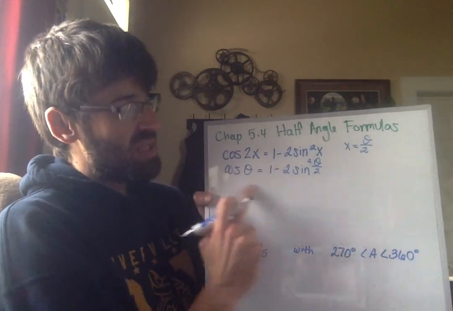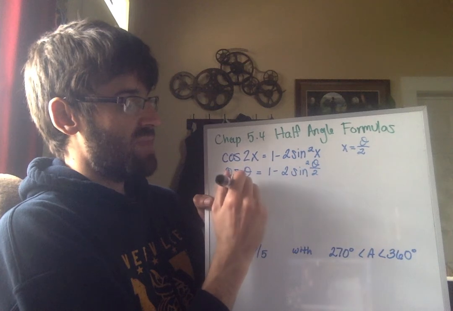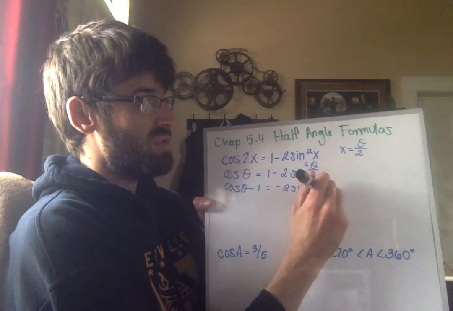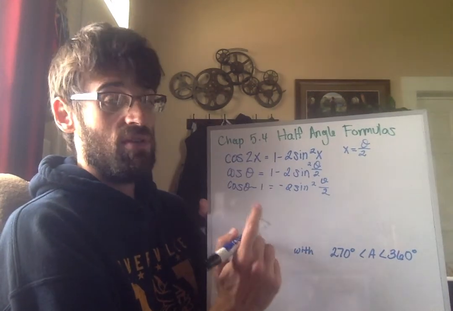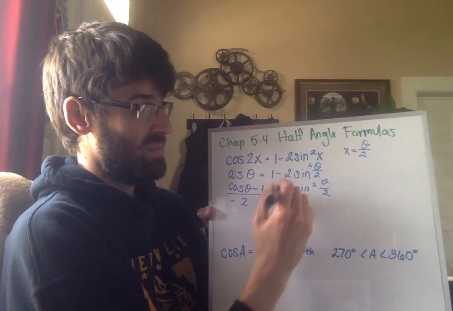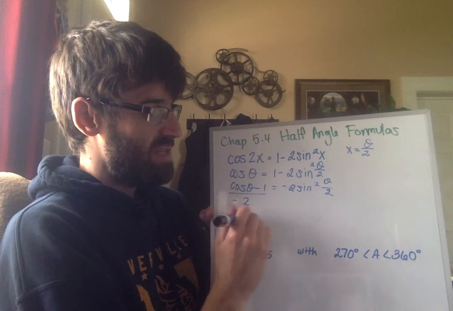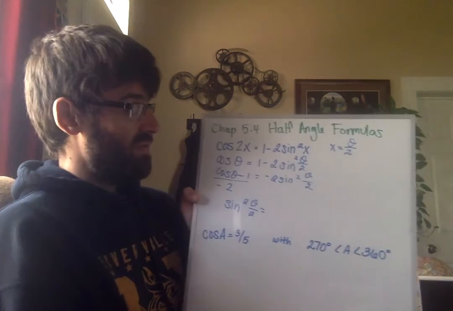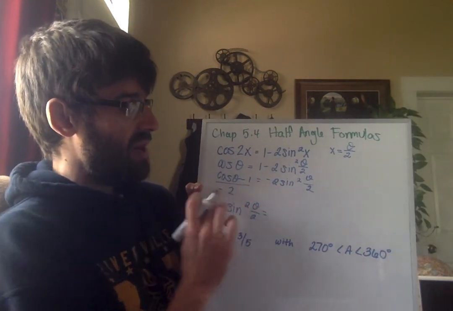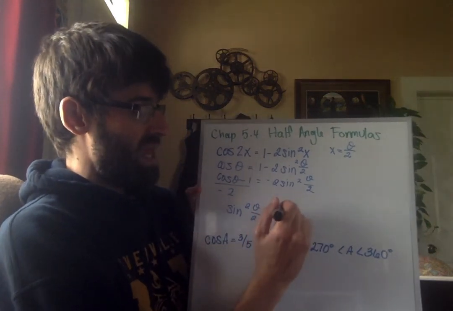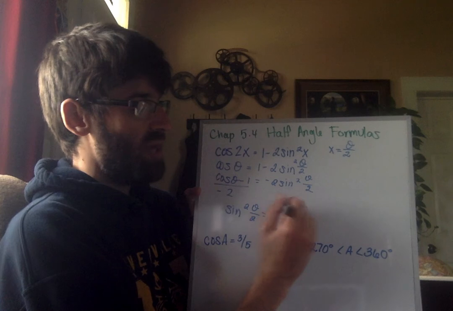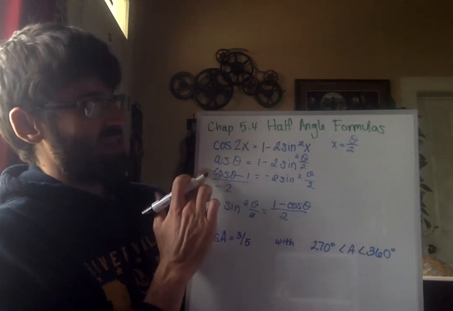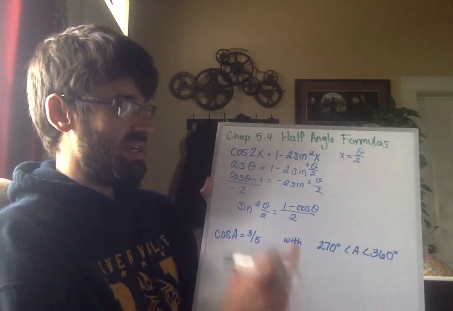So what I'm going to do is take this 1 to the other side. So I have cosine of theta minus 1 equals negative 2 sine squared of theta over 2. The next thing I'm going to do is divide by negative 2. Now I'm going to have that sine squared of theta over 2 equals, now this is going to be a little bit confusing just because I don't want that negative. So if I wanted to pull that negative out, I would have 1 minus cosine of theta over 2, just because I factored a negative 1 out of here and then divided it and canceled it out.